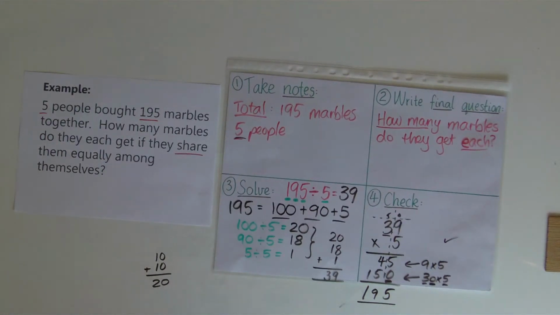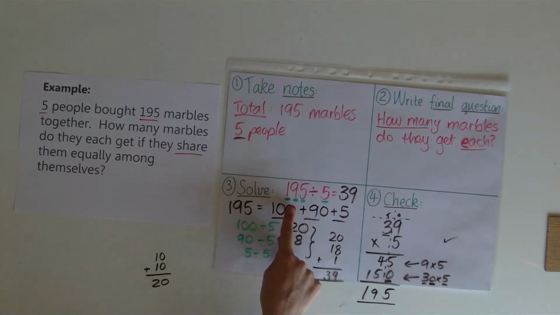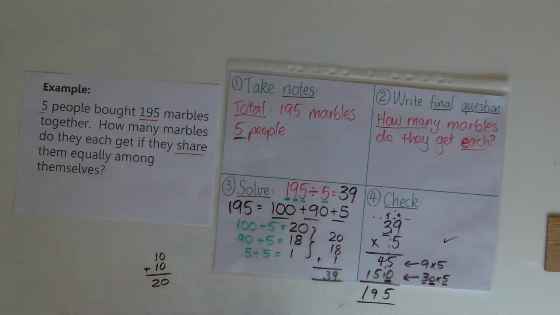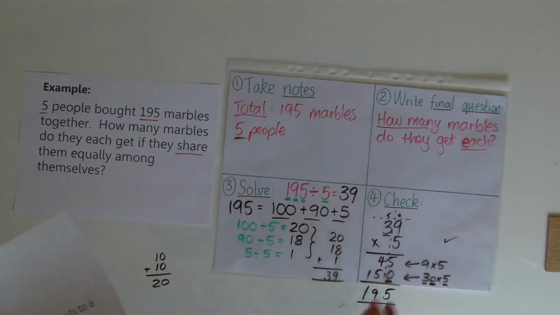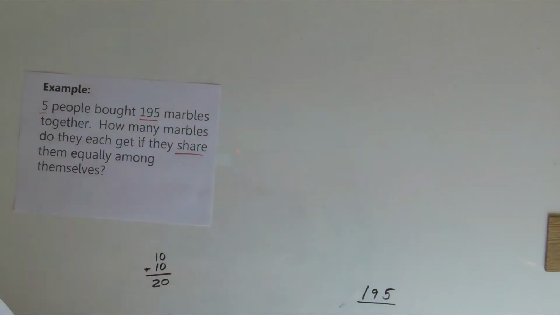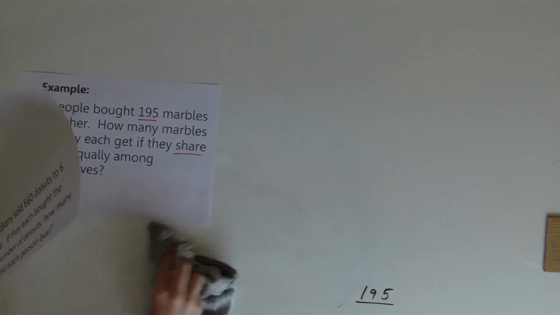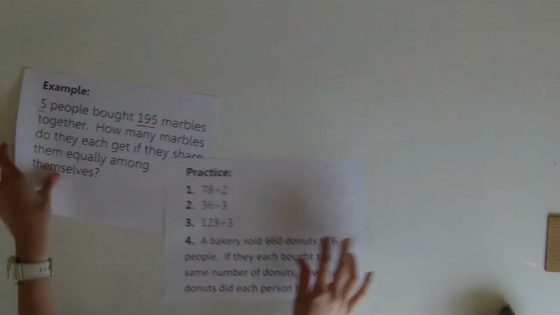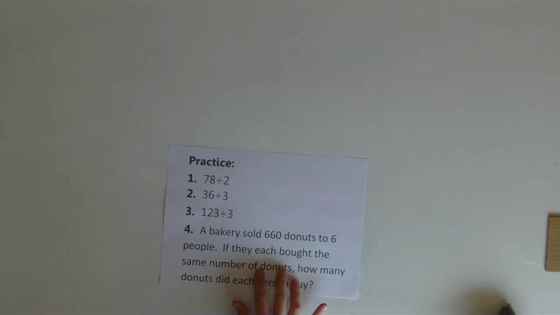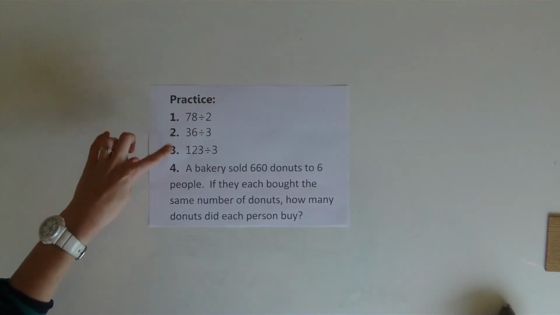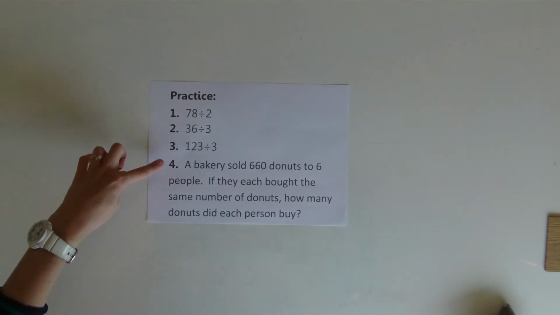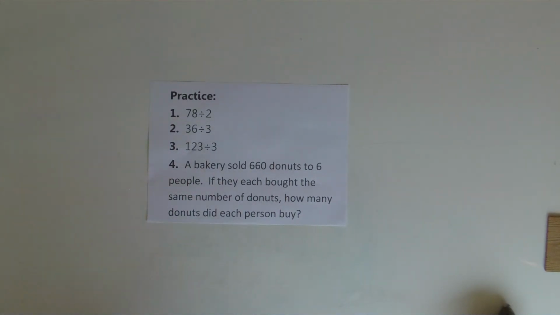So now I would like you to have a go at using this strategy of breaking up the number that you're dividing, so 195 in this case, into the smaller parts, and then dividing them by the number that you're dividing the whole number by, and then adding them up at the end. So do have a go, please, and here are some questions to practice with. So we've got 78 divided by 2, 36 divided by 3, 123 divided by 3, and number 4 is a question. It's got a story happening.